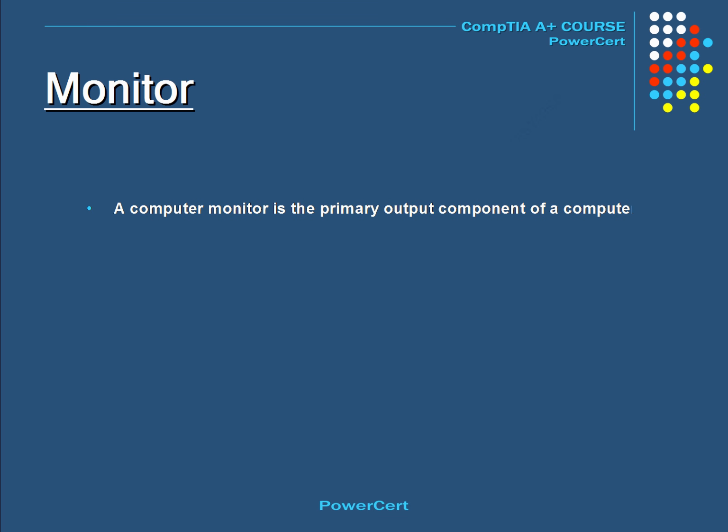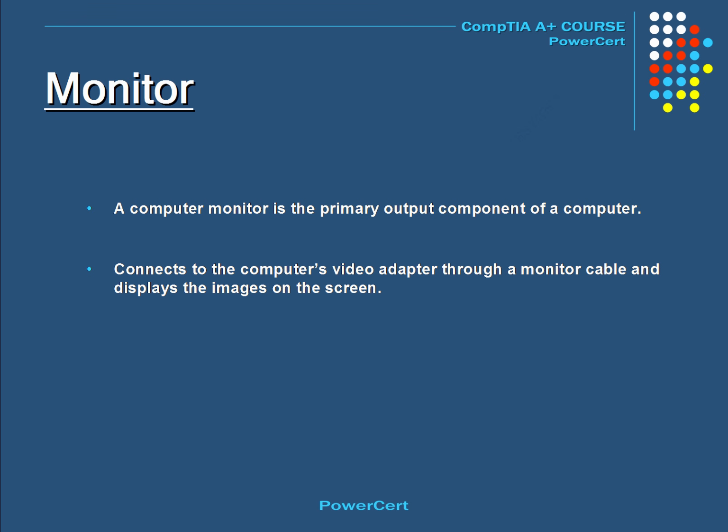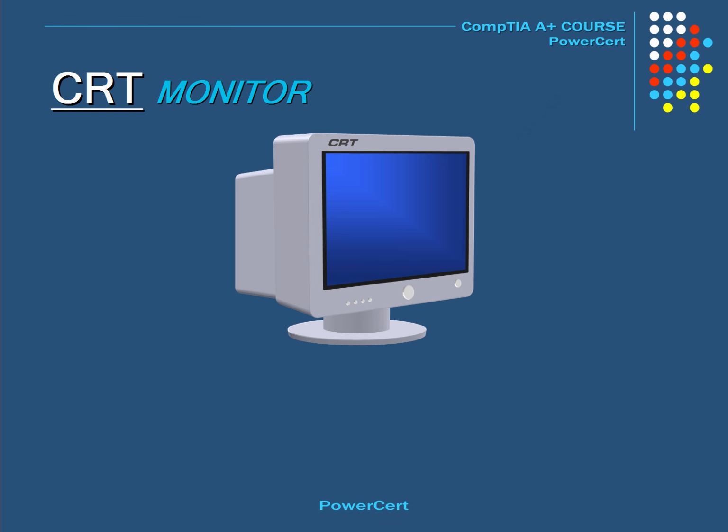A computer monitor is the primary output component of a computer. It connects to the computer's video adapter through a monitor cable and displays images on the screen. A computer monitor may have a VGA, DVI, or HDMI video port. There are 2 main types of monitors. One type is called CRT. CRT stands for cathode ray tube, which was the technology first used in TV sets.